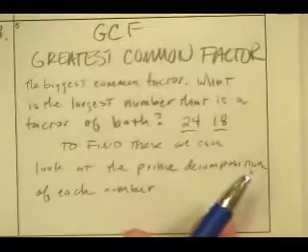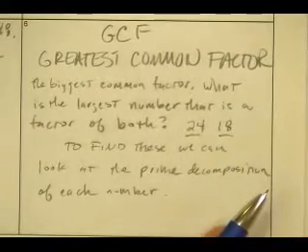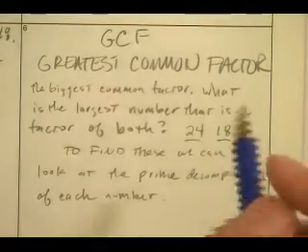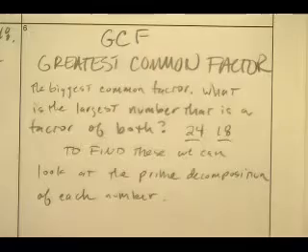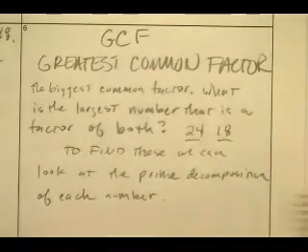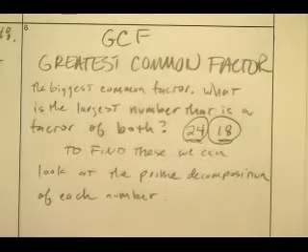Whee! Now, special factors of 2 numbers. Sometimes we want to find this thing called the GCF. It's the greatest common factor. It's the biggest common factor. It's the biggest number that goes into both numbers. So basically we might be asking, what's the largest number that's a factor of both? For instance, 24 and 18. What's the largest number that goes into both of these?